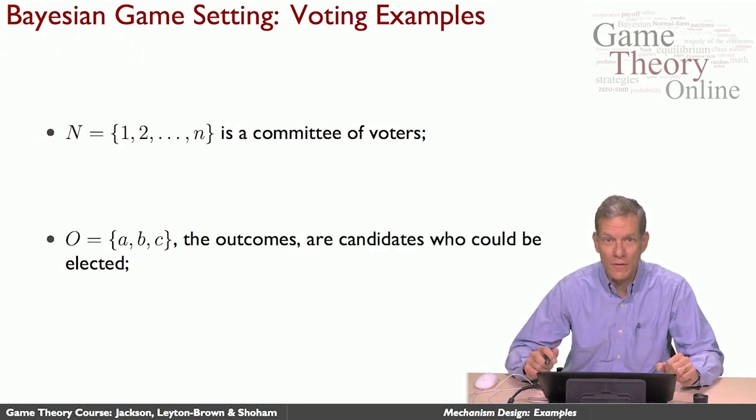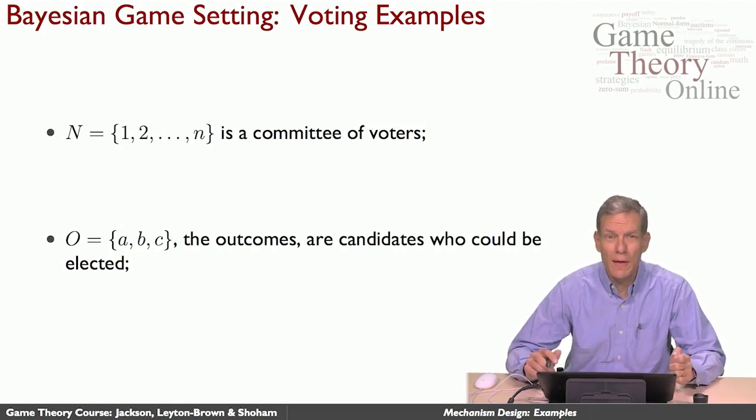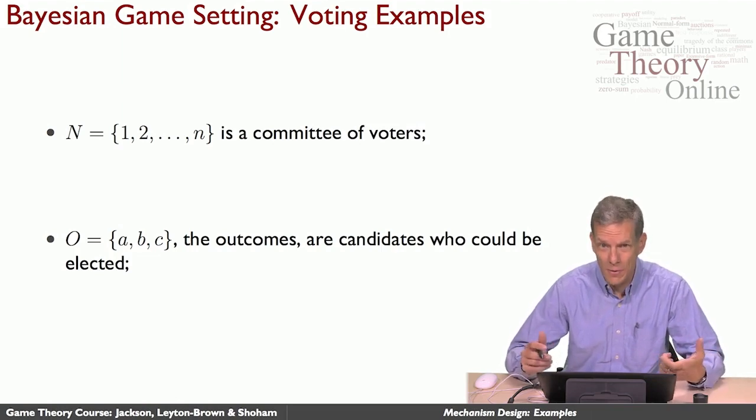So they're electing somebody. So we've got the N that we talked about is now a committee of voters. So we'll index them 1 through N, little n. And those are maybe people in the legislature. They could be people in a town. They're people making a decision over a candidate. Here, the outcomes now are the candidates, so we'll label them A, B, C. So in this case, let's keep it simple. We'll have 3 candidates who could possibly be elected.